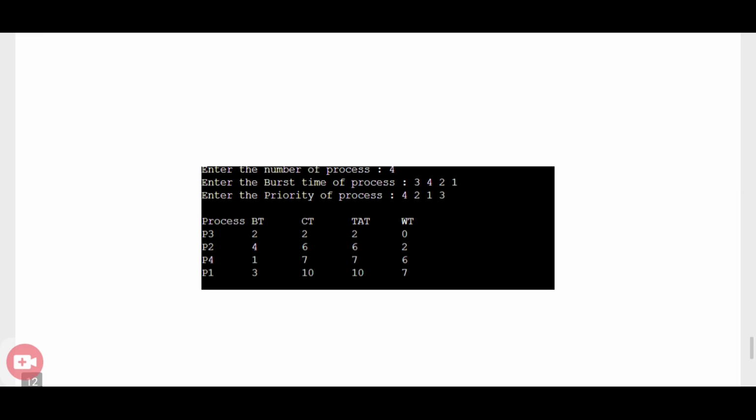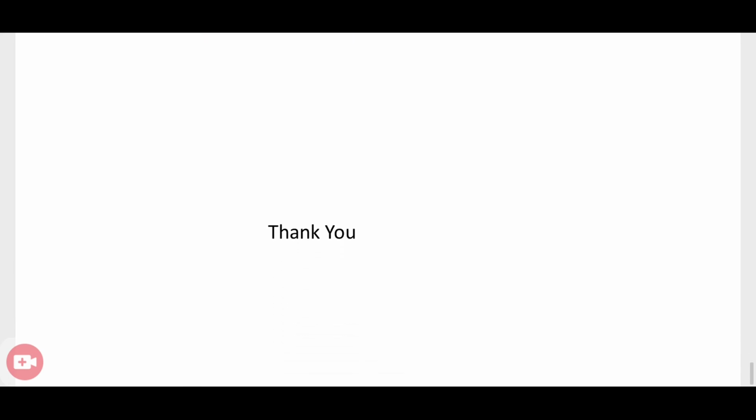Okay, so these are the CPU scheduling algorithms in your syllabus.